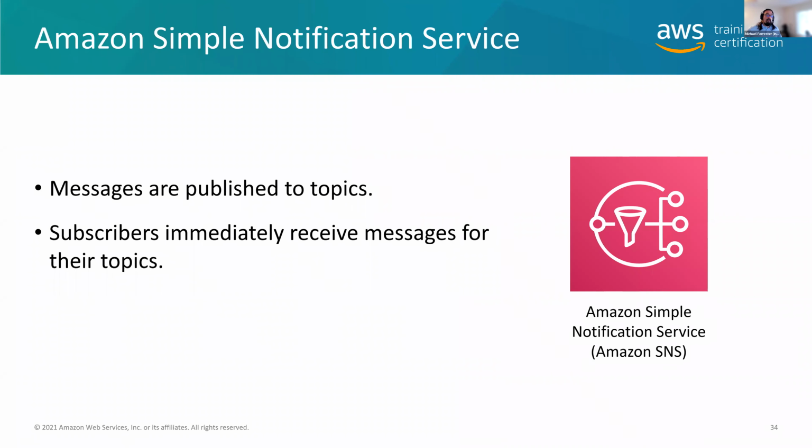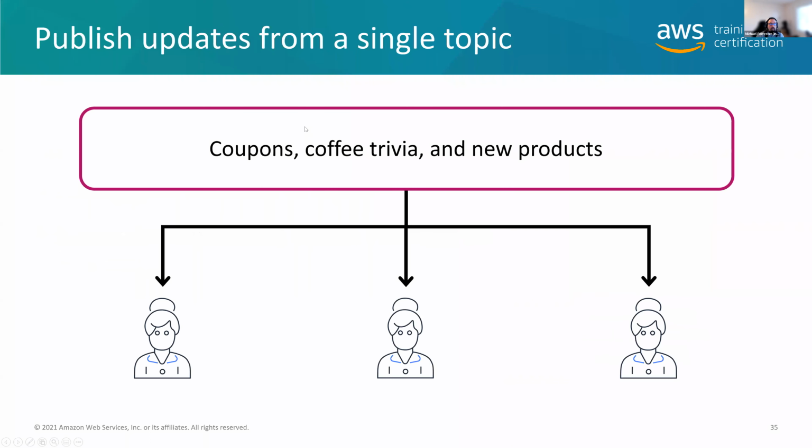Subscribers, by the way, will typically immediately receive their messages. There's typically not a delay. And that's how it commonly works. Now, you might say, Michael, that's an interesting approach. Why would we want to duplicate messages? Well, for the exact same reason, right? So for example, let's say we're running our coffee shop and we want to send out information about coupons, coffee trivia, new products.